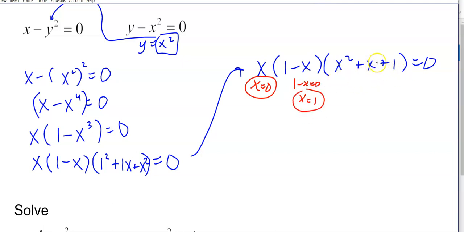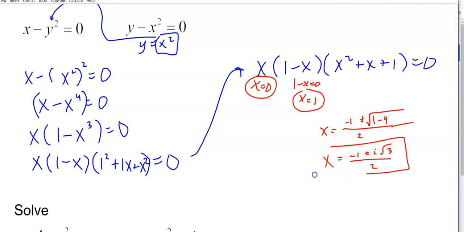This one doesn't really factor, so I guess I'd have to do the quadratic formula. So x equals negative b, which is negative 1, plus or minus the square root of b squared, which is 1, minus 4 times 1 times 1, over 2 times 1. Plus or minus i root 3, when you simplify that, all over 2. So actually, those are the two imaginary solutions, and then these are the real solutions. So there are 4 solutions there. 2 of them are real, and 2 of them are imaginary.